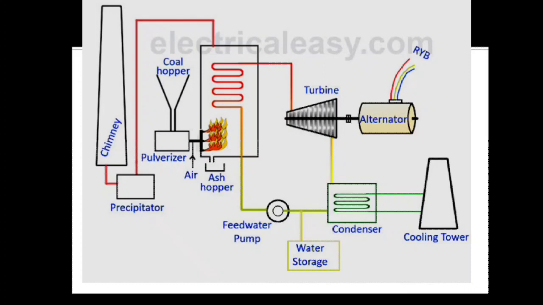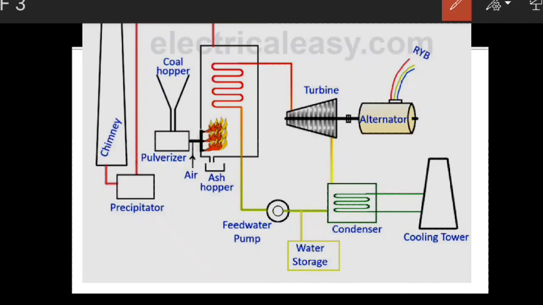Live storage is used as a raw coal bunker in the boiler house. Whenever we require coal, we collect it from the live storage. Then the coal is supplied to the pulverizer. From the coal hopper it enters into the pulverizer.